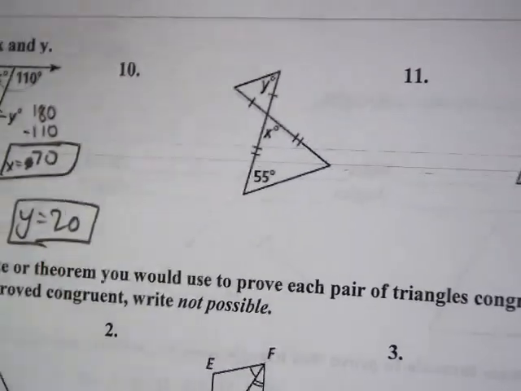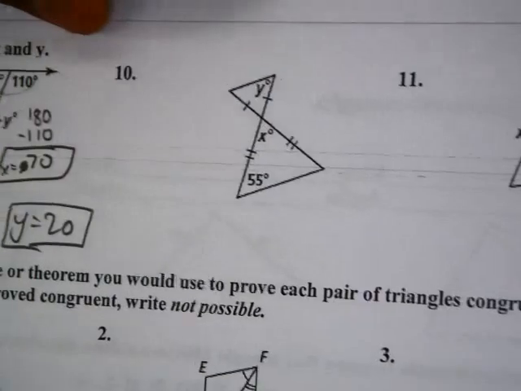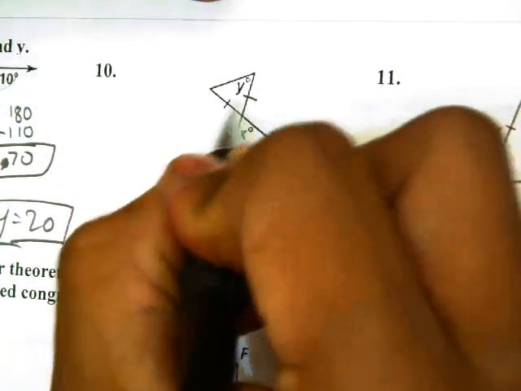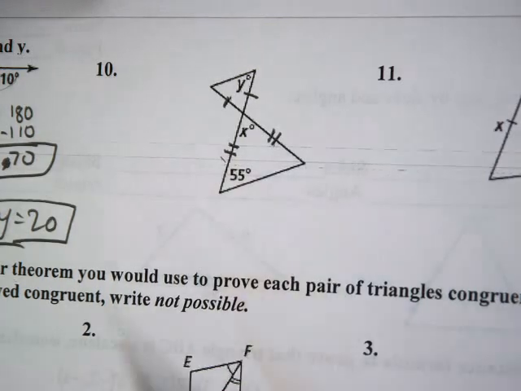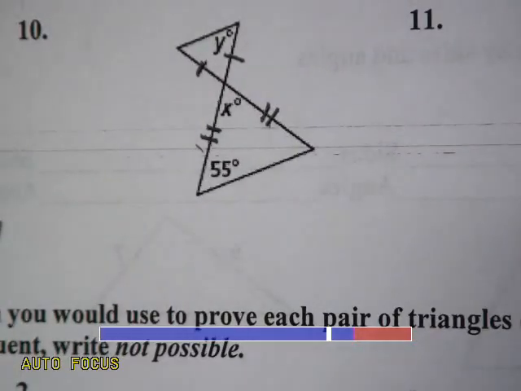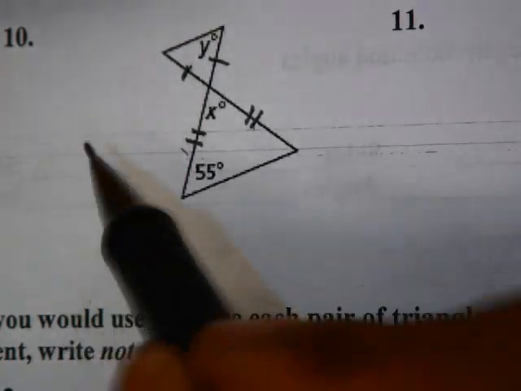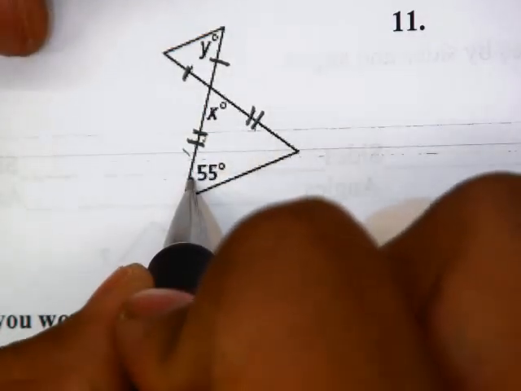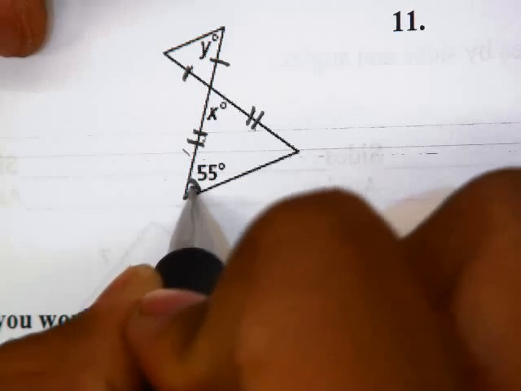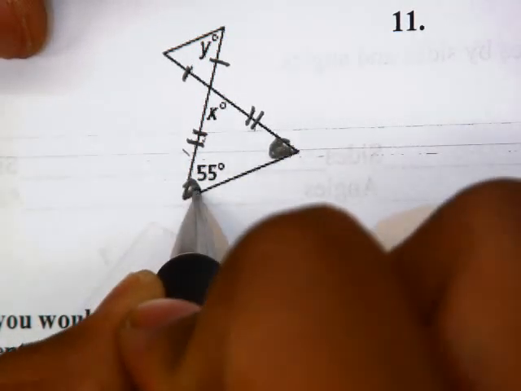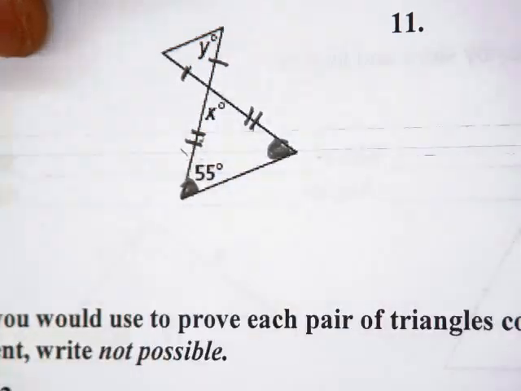At number 10, I have to do the same, solve for x and y. Notice how both these triangles are isosceles, meaning they have two equal sides. The isosceles triangle theorem says if you have two equal sides, you should have two equal angles. So here are my two equal sides. So in the bottom triangle, over here should be my two equal angles. The equal sides and the equal angles are always across from each other, like that.